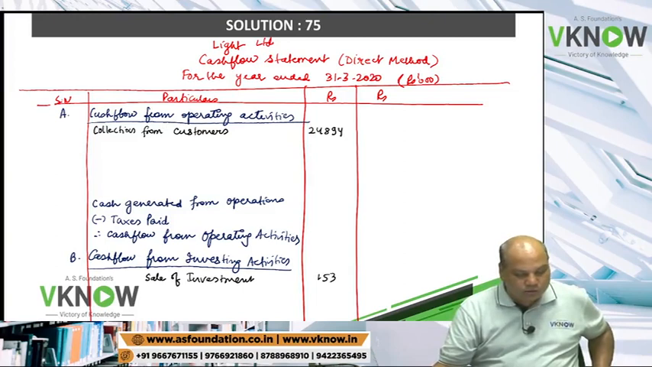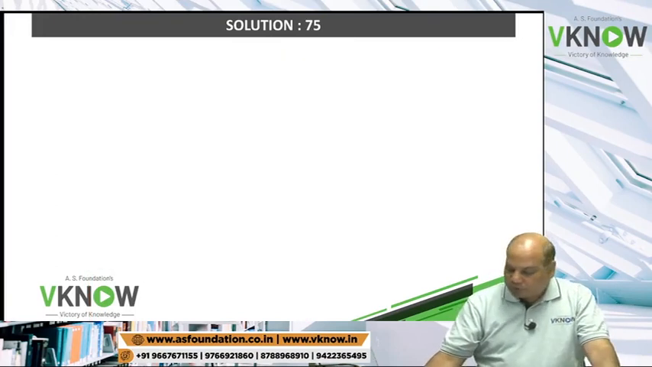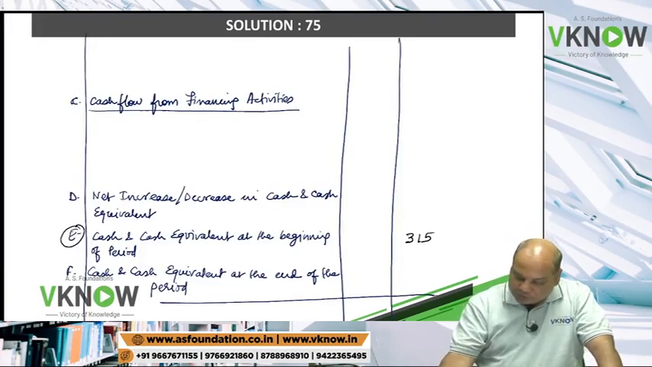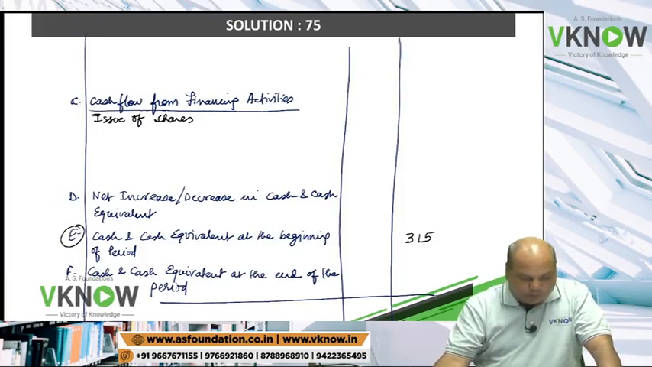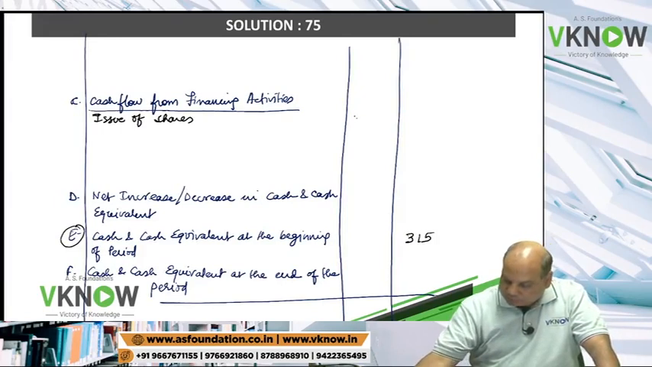Then we have issue of shares. Issue of share is a financing activity, point number C. Issue of share is a positive cash flow of 2700.